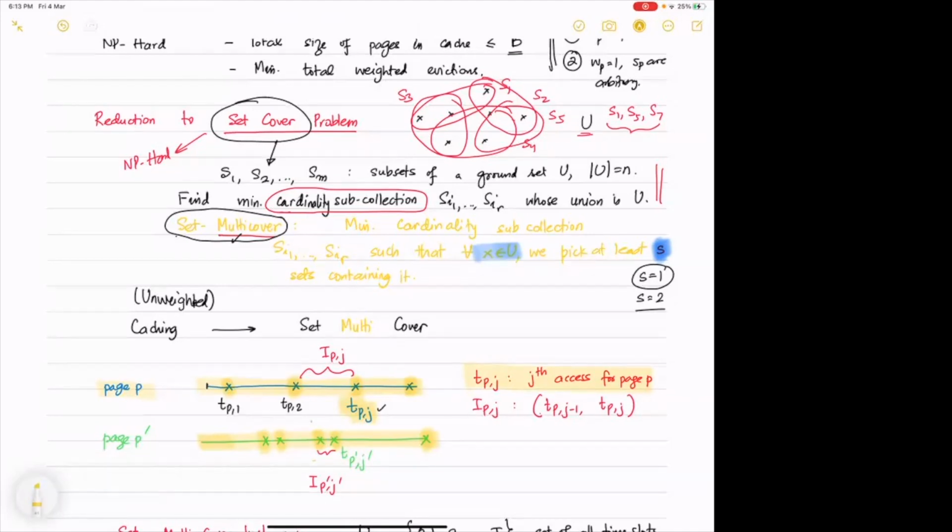Let me just define IPJ as the interval between two consecutive such times. So IPJ is the interval between the (j minus 1)th access to P and the jth access to P, and it is the open interval.